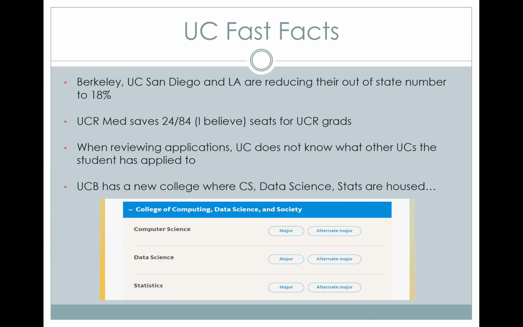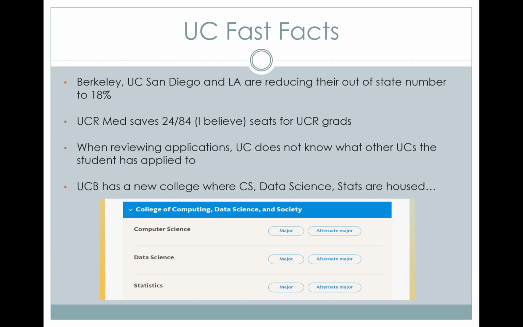They've got their own medical center. I'm almost positive that I got this right, that it's 24 out of 84 seats for med school are saved for UCR grads. I mean, maybe at this point in your life, you think, I don't want to go to UC Riverside Med School. But really, man, you get into any medical school outside of like the Bahamas, you're doing pretty well when push comes to shove. So you can't look down on anything that's run by UC.